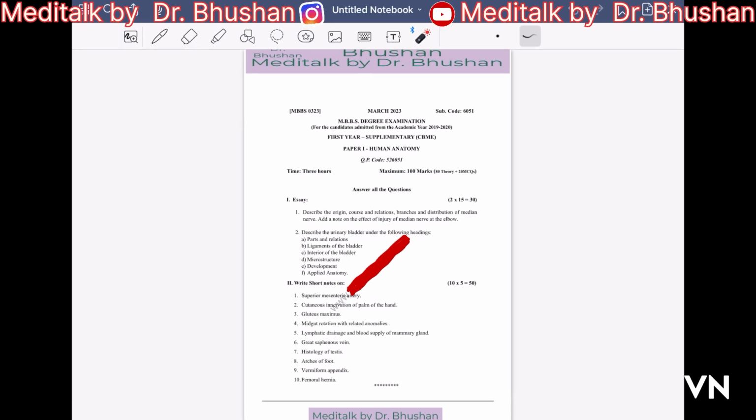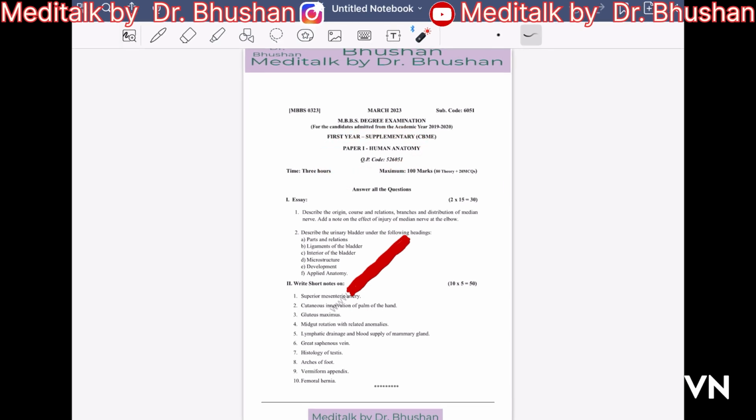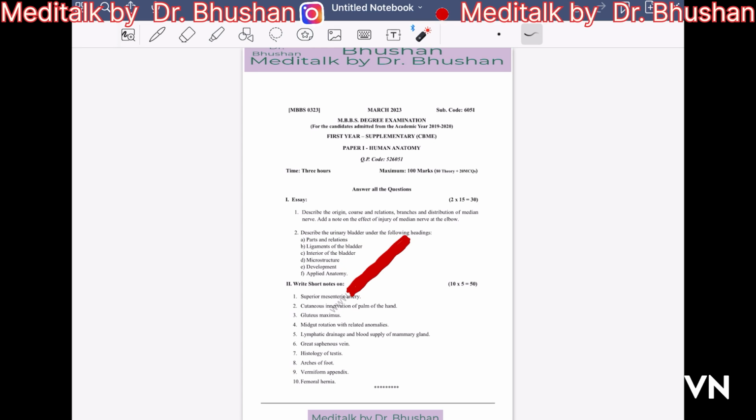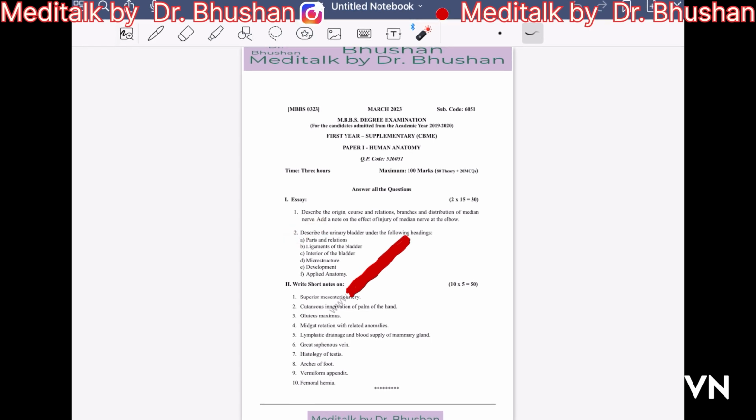March 2023 is the supplementary CBME pattern Part 1 Human Anatomy. This is also 2 parts, 80 for theory and 20 for the MCQ. First, describe the origin, course, relations, branches and distribution of median nerve. Add a note on the effect of injury to the median nerve at the elbow. Second is the urinary bladder. Parts, relations, ligaments of bladder, interior of the bladder, microstructure, development and applied anatomy.